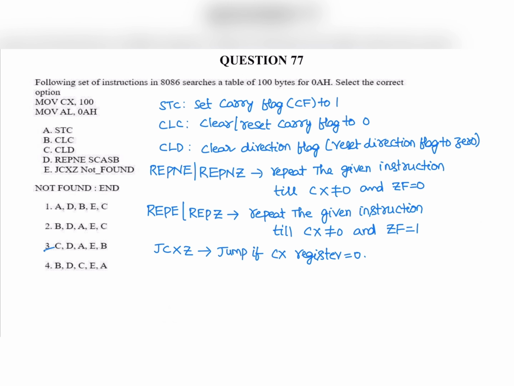Next question. Which of the following instructions in 8086 searches a table of 100 bytes for 0AH? Select the correct option. A is STC. STC means set carry flag to 1. CLC is clear or reset carry flag to 0. CLD is clear direction flag, reset direction flag to 0. REPNE is repeat the given instruction till CX not equal to 0 and ZF equal to 0. And REPE is repeat the instruction till CX not equal to 0 and ZF is 1. JCXZ, jump if CX register is 0. So the correct option is C.